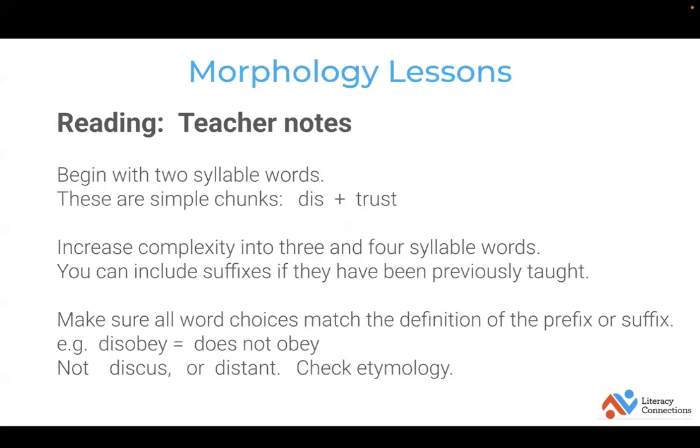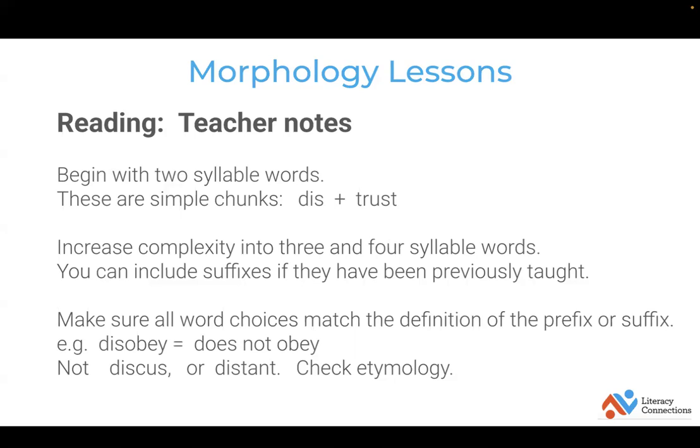So just some teacher notes around that reading side of it: we'd always begin with 2-syllable words that are simple chunks, like our dis plus trust, and then increase complexity into 3 or maybe 4-syllable words, depending on the age of your children. And then you can bring in some of the suffixes that you've previously taught as well, so that you're reviewing that.